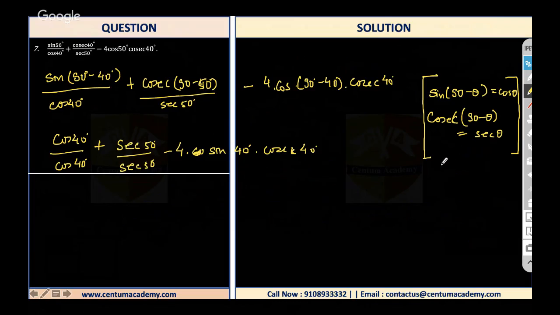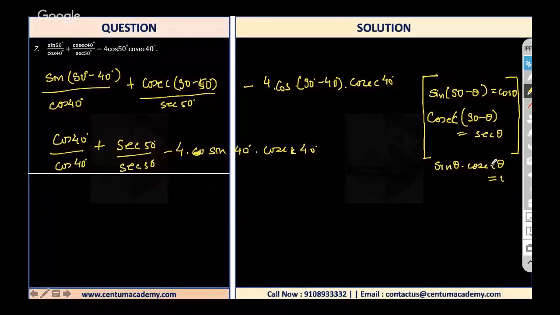Now there is another identity which you are going to use, and that is sine theta into cosecant theta is equal to 1. So hence you have to use this. So it is 1 plus 1 minus 4 into 1, which is negative 2. So this is what the question would entail.